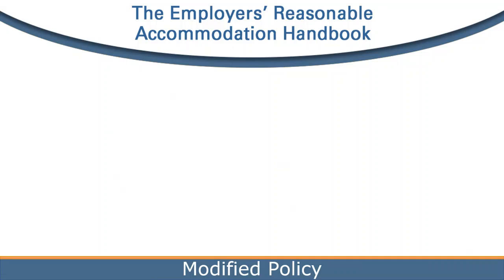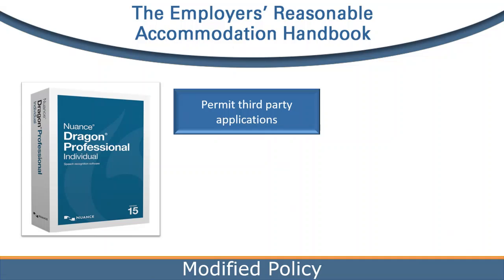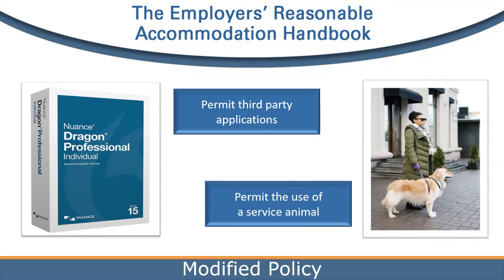Dustin, this could include modifying an information technology policy to permit the use of a third-party communication application on a computer or a smart device, so a person can use a speech-to-text app during in-person conversations and meetings. Julie, you often suggest modifying a no animal policy to permit the use of a service animal. For many people with vision disabilities, this could be an important accommodation.